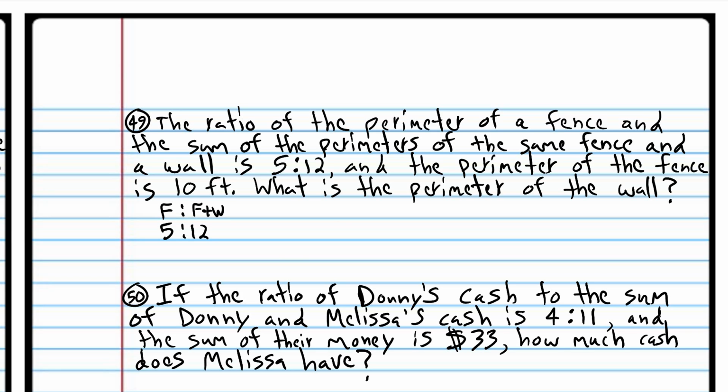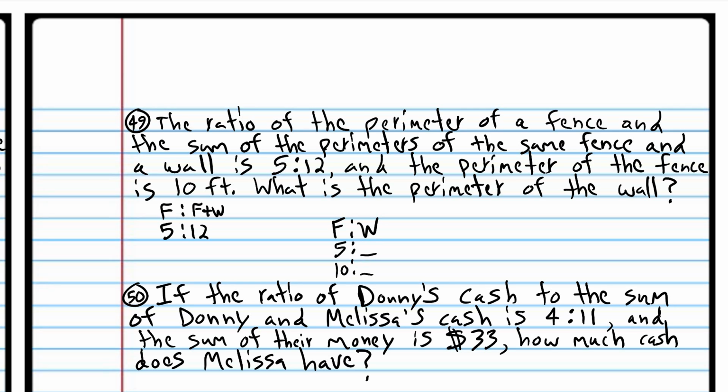So if you have a ratio of the fence perimeter to the wall perimeter, and we know the fence number for the ratio is 5, we don't have the number for the ratio for the perimeter of the wall. And we're told the perimeter of the fence is 10 feet. So what is the perimeter of the wall? So first we have to find this number, then we can find this number. Again, these are challenge problems.